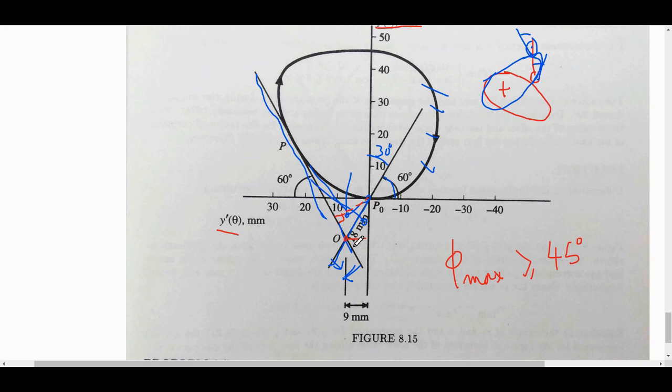In the next lecture we will use analytical methods to find cam profiles. The graphical methods of cam profiles we will not do. Thank you.